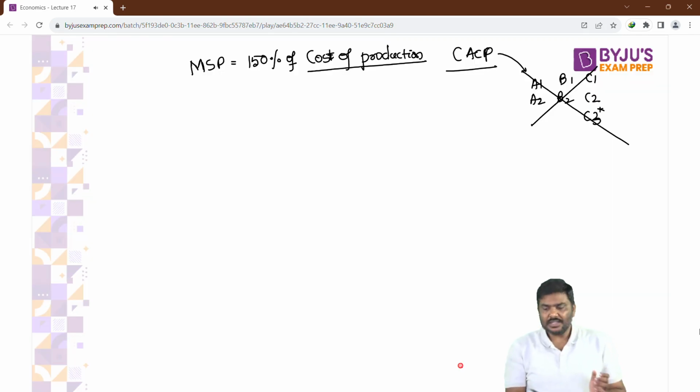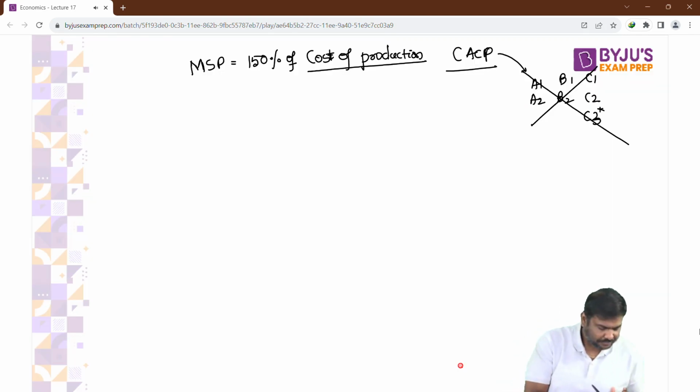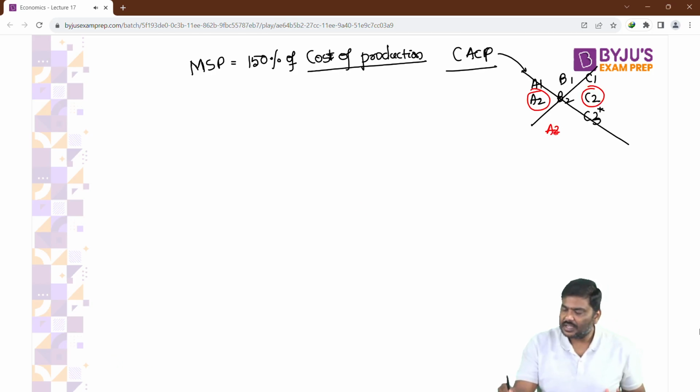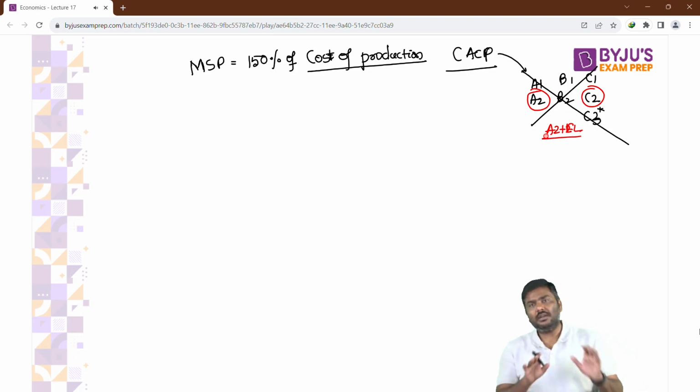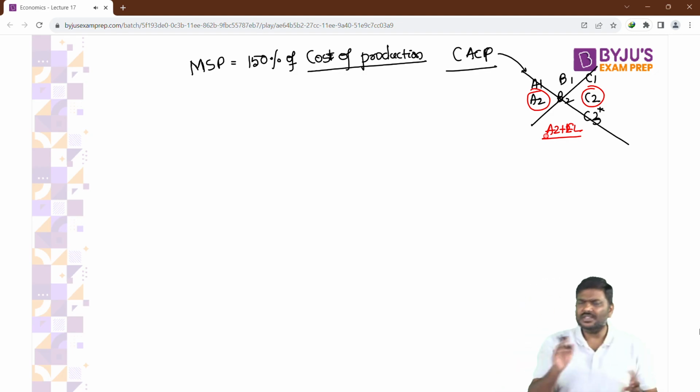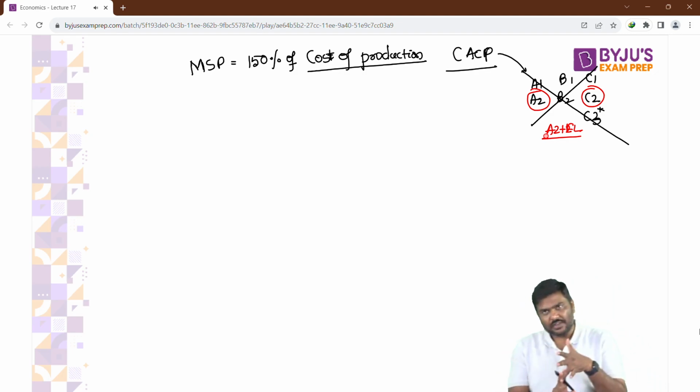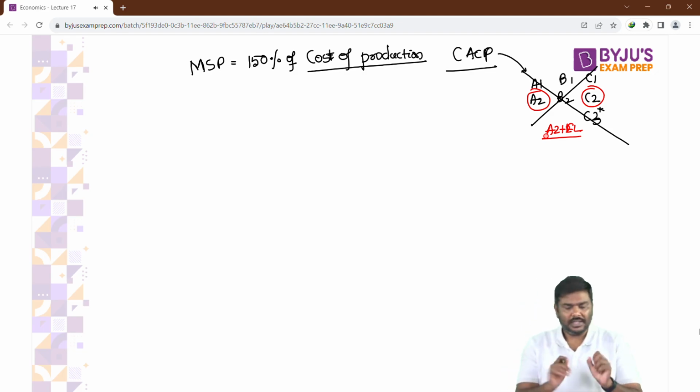So one is A2 cost of production, second one is A2 plus FL, and third one is C2. These three are more than sufficient for UPSC, GS paper 3. Now let's start. What is this A2? What is A2 plus FL? And what is C2? Let's start.